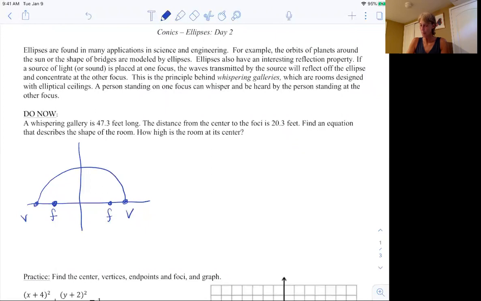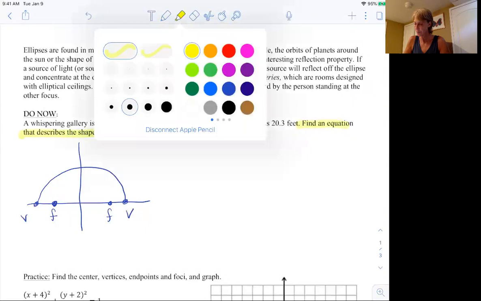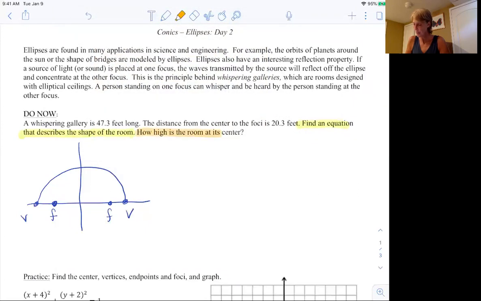So with our problem right now, a whispering gallery is 47.3 feet long. The distance from the center to the foci is 20.3 feet. Find an equation that describes the shape of the room. How high is the room at the center? So we have two questions that we really have to answer. Find the equation, and then how high is the room? So we want to make sure we answer these two questions.